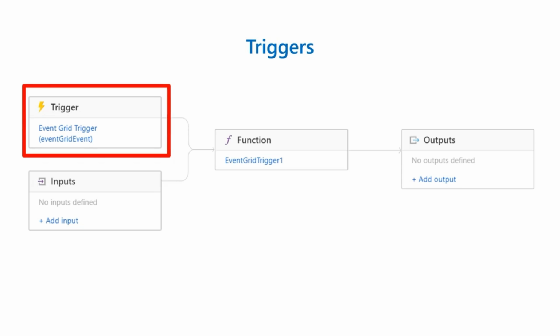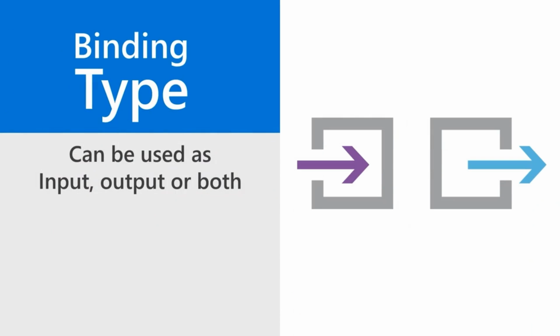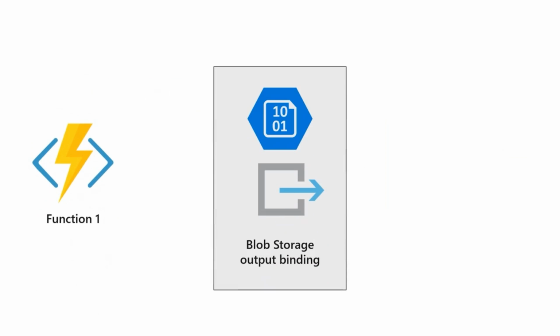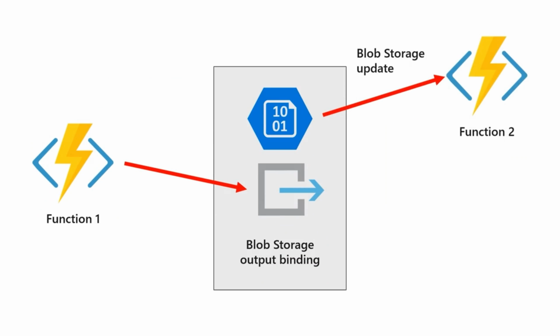For example, an Azure Event Grid notification can be configured as a trigger. When an event occurs, the function will run. The type of binding defines where we are reading or sending data. There is a binding to respond to web requests and a large selection of bindings to interact directly with various Azure services as well as third-party services. A binding type can be used as an input, an output, or both. For example, a function can write to a blob storage output binding, but a blob storage update could trigger another function.